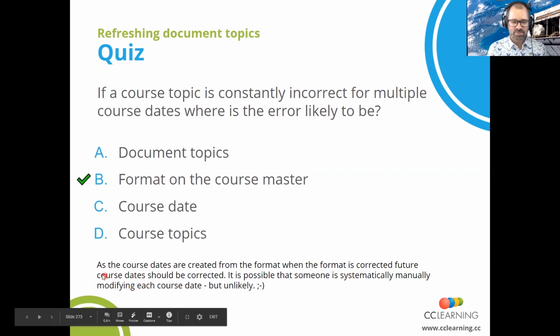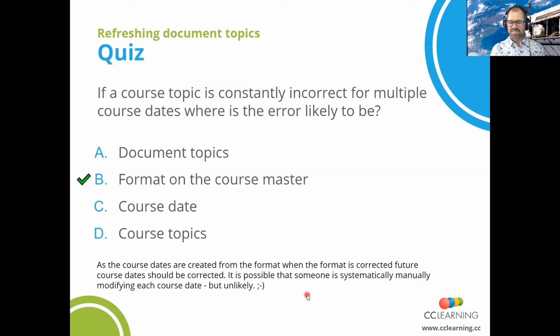So as it says here, as the course dates are created from the format, when the format is corrected, future course dates should be corrected. It is possible that someone is systematically, manually modifying each course date. That is to say, every time a course date is created, they quickly go in and modify it, and therefore it's not the format. It's some sort of person who thinks that they're doing the right thing by making modifications, but it's unlikely.